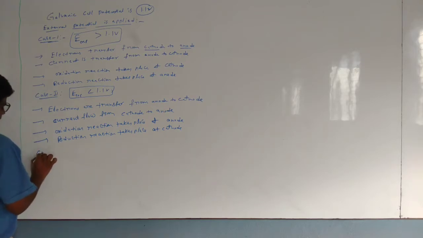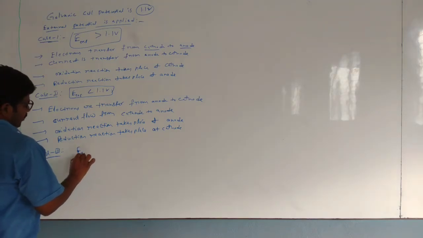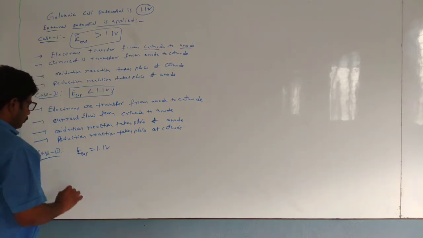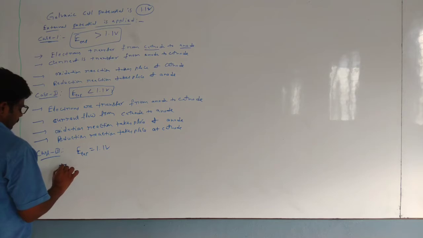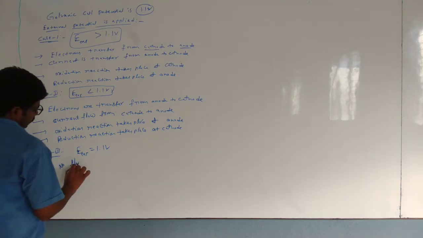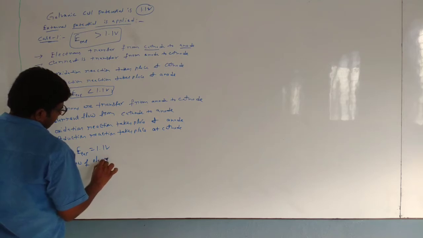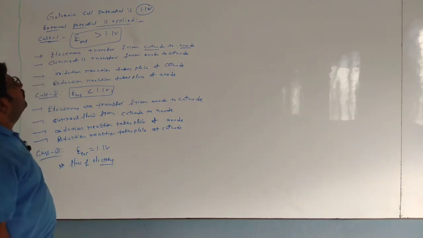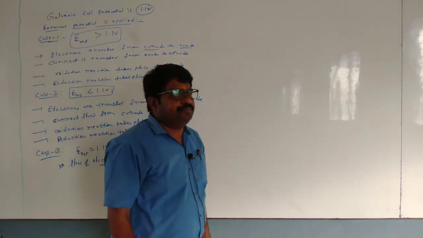Now case 3. The external potential energy is equal to 1.1 volt. So there is no flow of current, that is, no flow of electrons. So this is about when the external potential is greater than, less than, or equal.